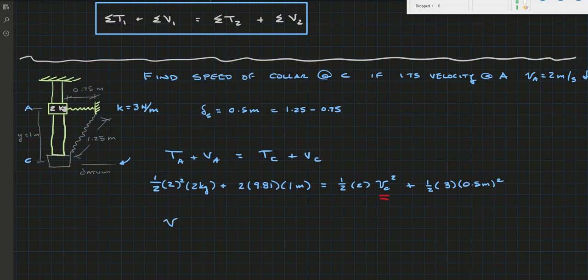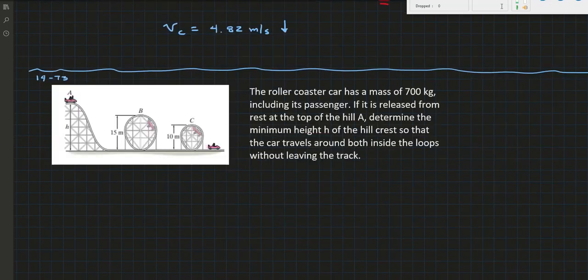So our velocity at C, after solving this relationship, ends up being 4.82 meters per second down. Now you can see how much quicker that is than going through a more detailed conventional kinematics approach. Okay, so let's do another example.